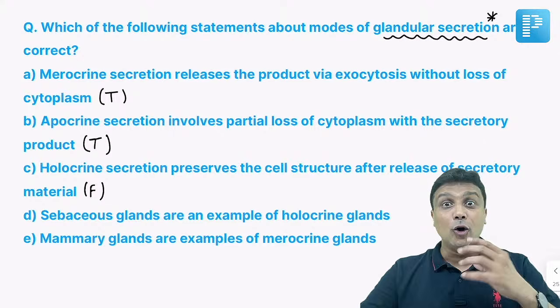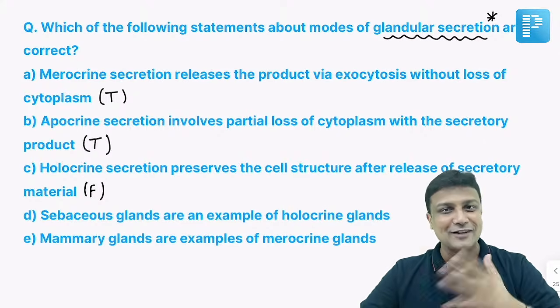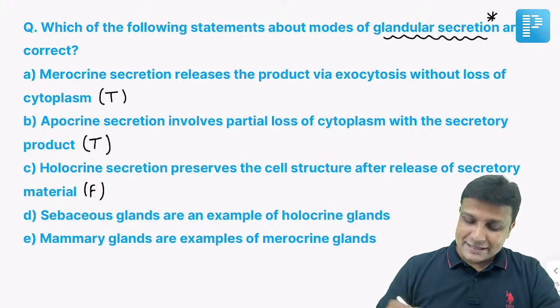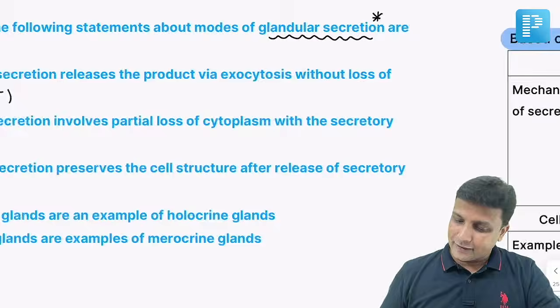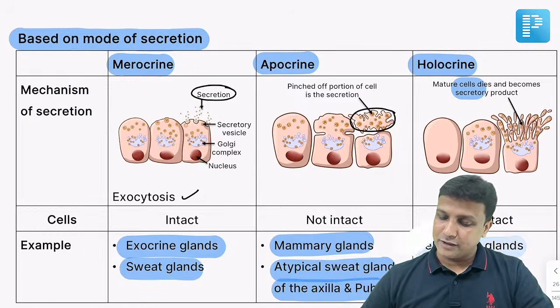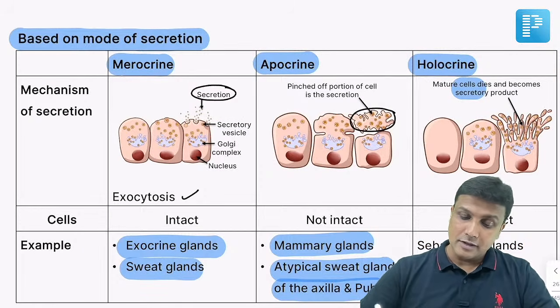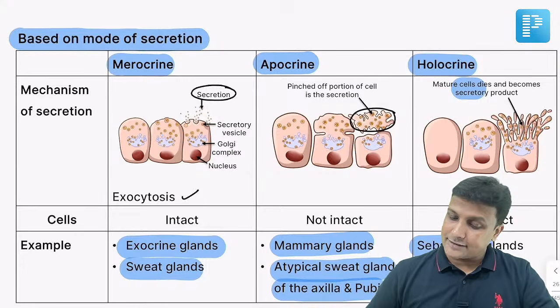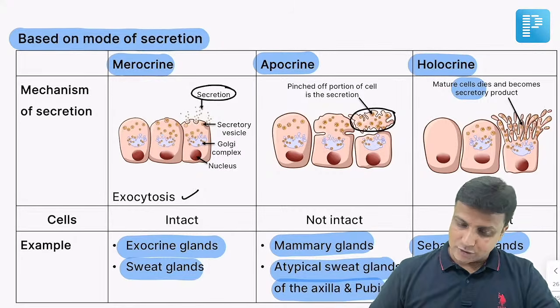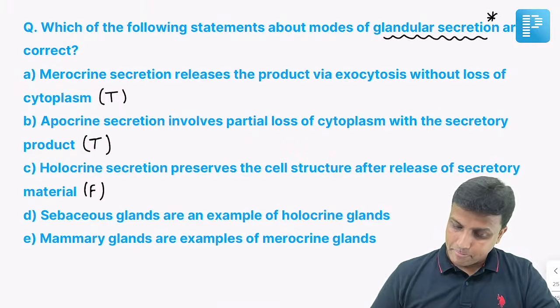In holocrine, holo, the entire cell will actually be gone, sir. Okay. Sebaceous glands are the example of holocrine gland. Yes, of course, I just showed you. Sebaceous glands will be the example of holocrine. So this is also a true statement.